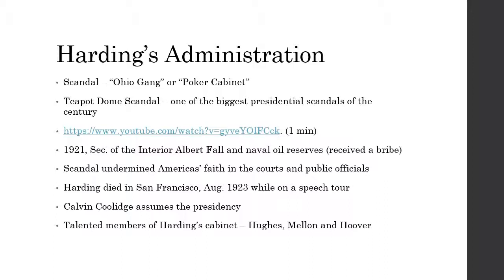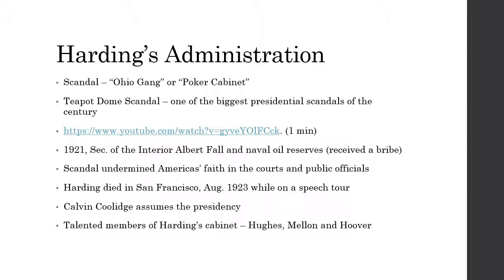In 1921, Secretary of the Interior Albert Fall gives away naval oil reserves in exchange for bribes to specific companies. Ultimately, this scandal, as well as others, will lead to an undermining of America's faith in the entire political system. Harding, perhaps because of the stress with these scandals, dies in San Francisco in 1923 while on a speaking tour before ending his term in office.